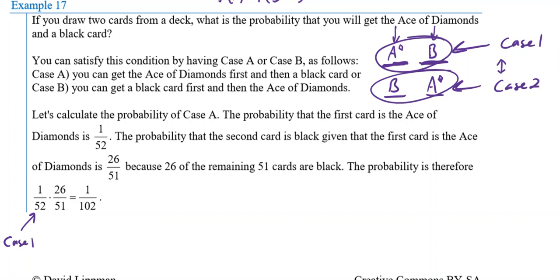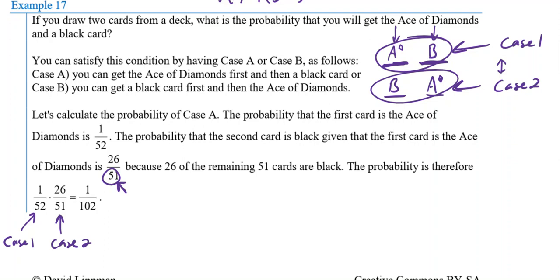And then for the next one, the probability that the second card is black, given that the first card is the ace of diamonds: well, the ace of diamonds is red, so we still have all of our black cards left, so we still have 26 black cards in the deck, but I've taken 1 card out of the deck. So now it's out of a total of 51 because it's missing a card. So that's going to be 26 out of 51.